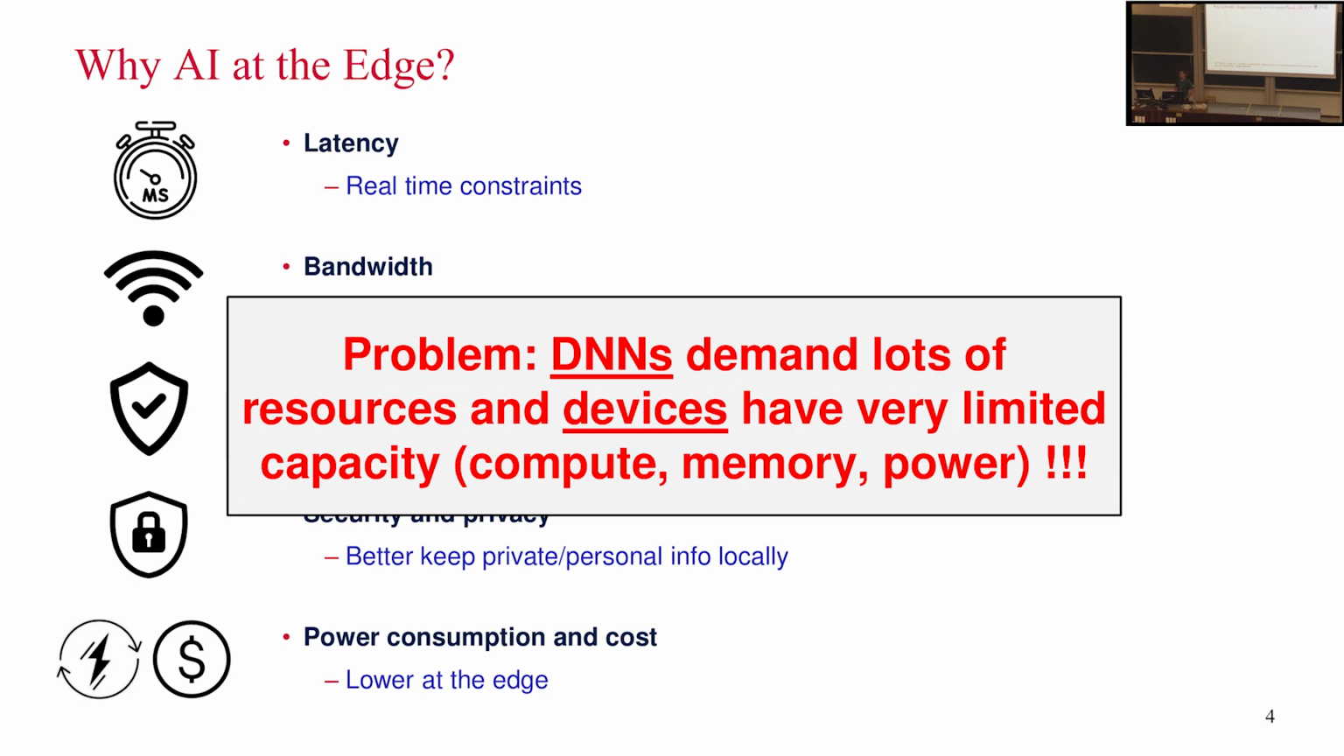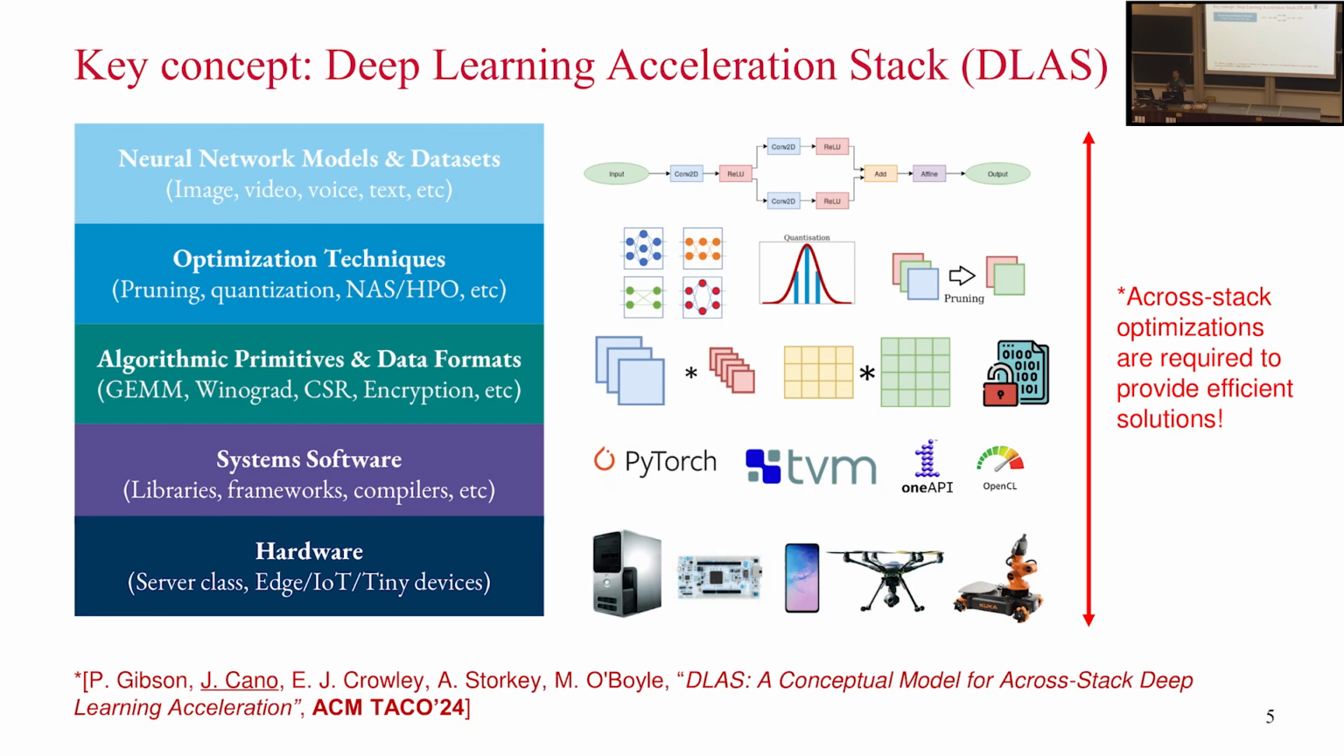The first concept I want to introduce is the deep learning acceleration stack. We have been developing this concept over the last 2 years and it was finally accepted at TACO recently. At the top of this stack, we have full precision neural network models and datasets for different types of data: image, video, voice, text, and so on, all the models that we have today. At the bottom, we have the hardware, different types of devices, and particularly in our group we are focused on edge devices. In between, we have other layers, and the choices that you make on them are going to affect how your model runs on the hardware.